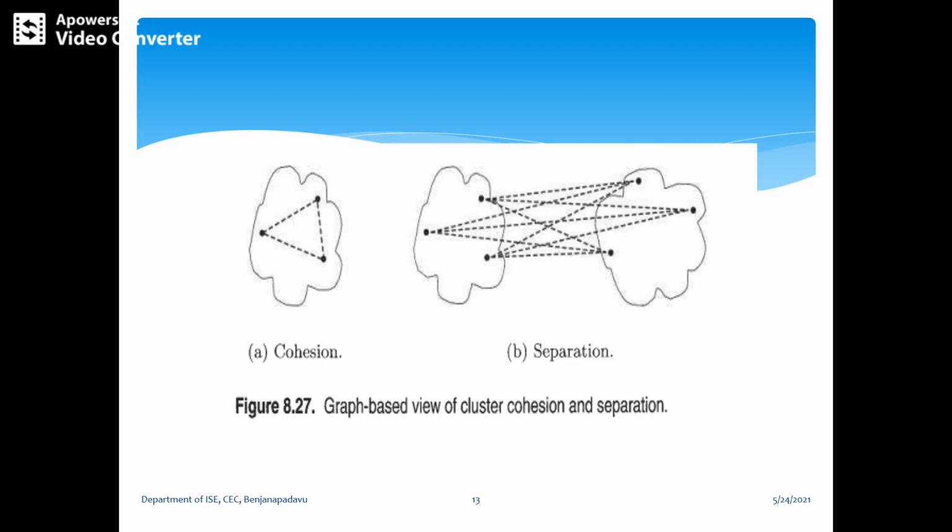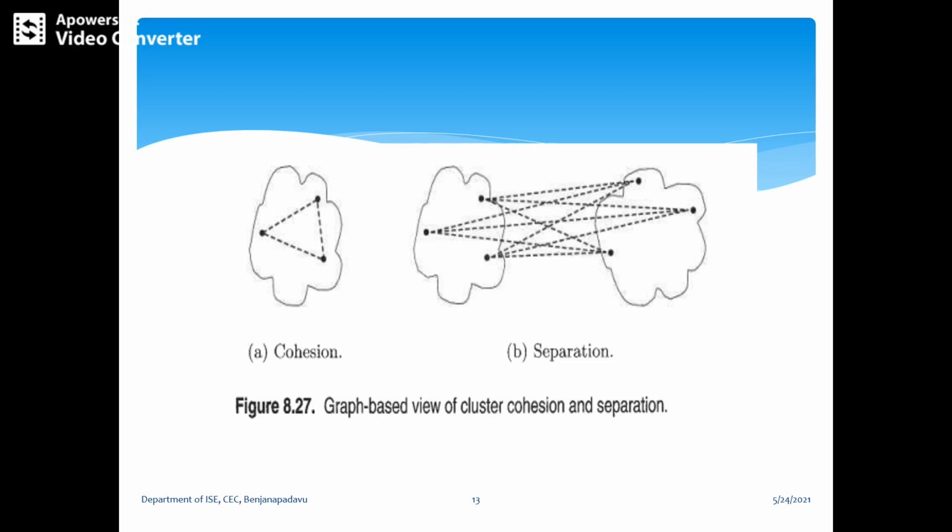So this is the graph-based view of cluster cohesion and separation. Here in this figure, the proximity graph has data objects as nodes, a link between each pair of data objects, and a weight assigned to each link, that is the proximity between the two data objects generated by the link. The separation between two clusters can be measured here by the sum of the weights of the links from the points in one cluster to the points in the other cluster. This is figure B.